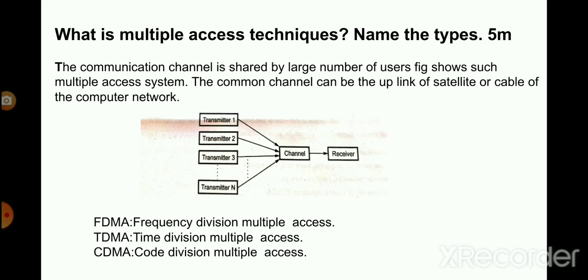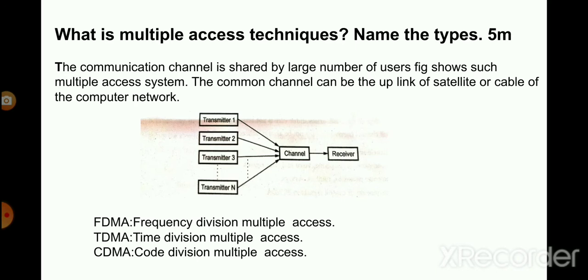Next question: what are multiple access techniques, and name the types? It is for 5 marks. For this, diagram 2 marks, explanation maybe 3 marks. The communication channel is shared by a large number of users. The figure shows such a multiple access system. The common channel can be the uplink of a satellite or the cable of a computer network.